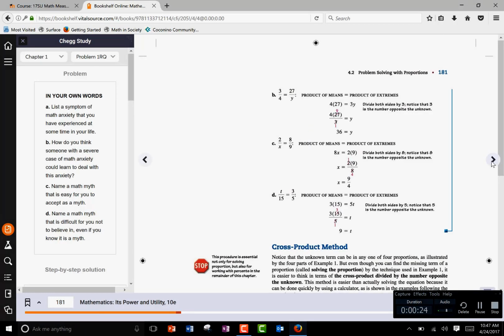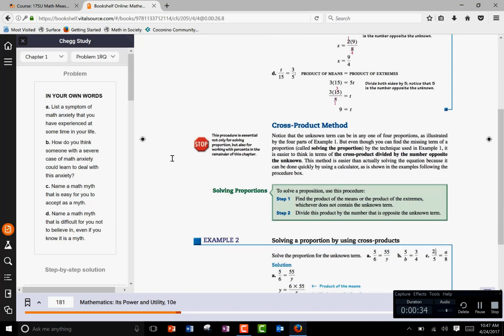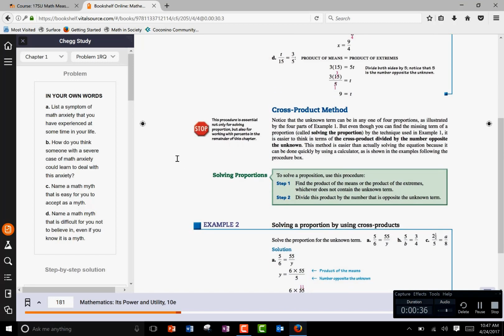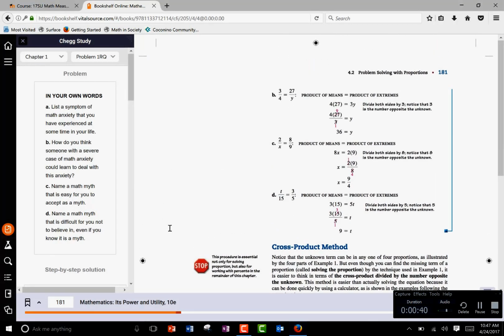And the first definition is your cross product method. And it says, notice that the unknown term can be in any one of the four proportions as illustrated by the four parts of example 1. So we're going to go over here and look at example 1. If you notice in this one, we've got the missing y, we've got a missing x on this side, we've got a missing t here. What this is saying is the missing number can be anywhere.